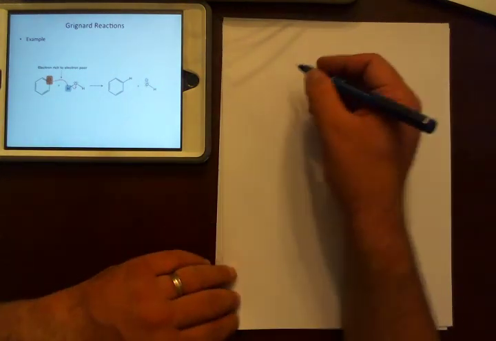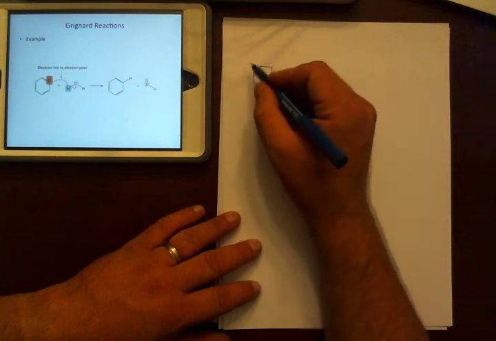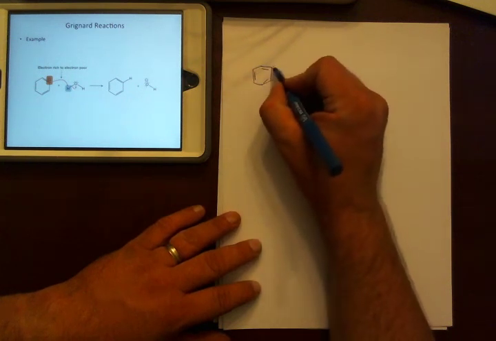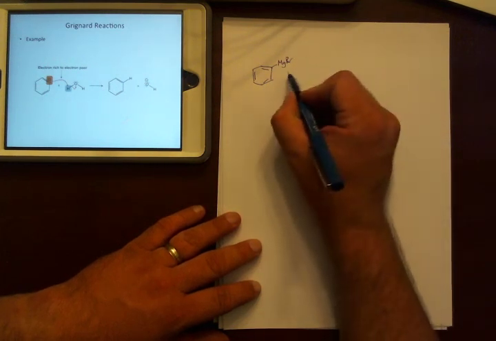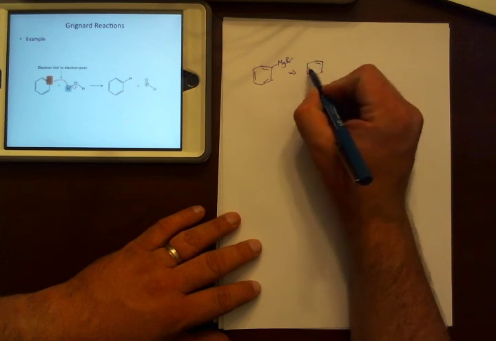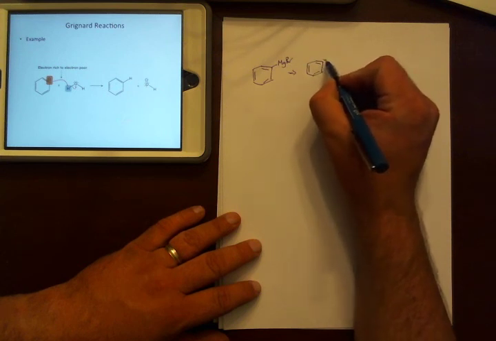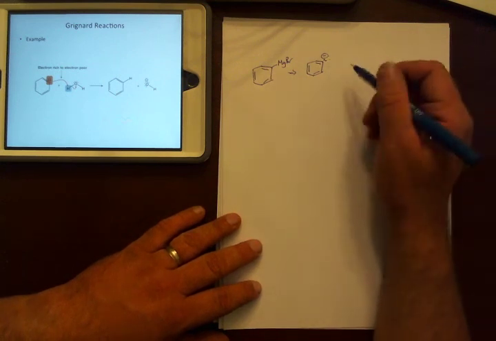So if we have our benzene with our Grignard reagent here, you have to realize that this carbon essentially has a negative charge on it, so it's acting like that.